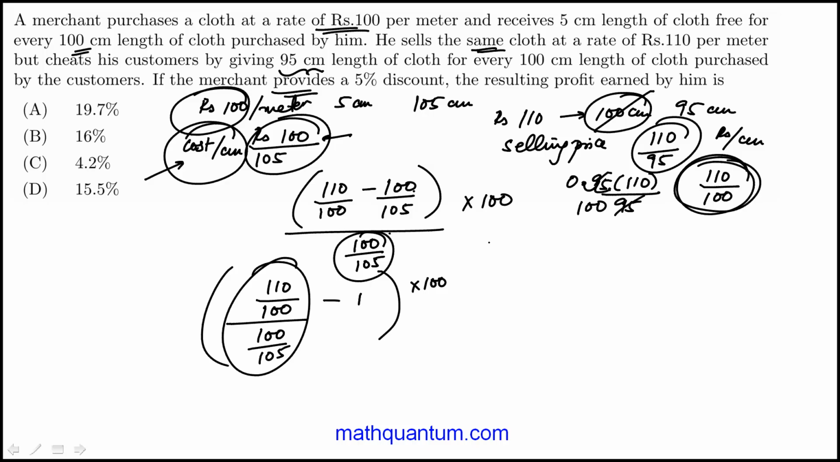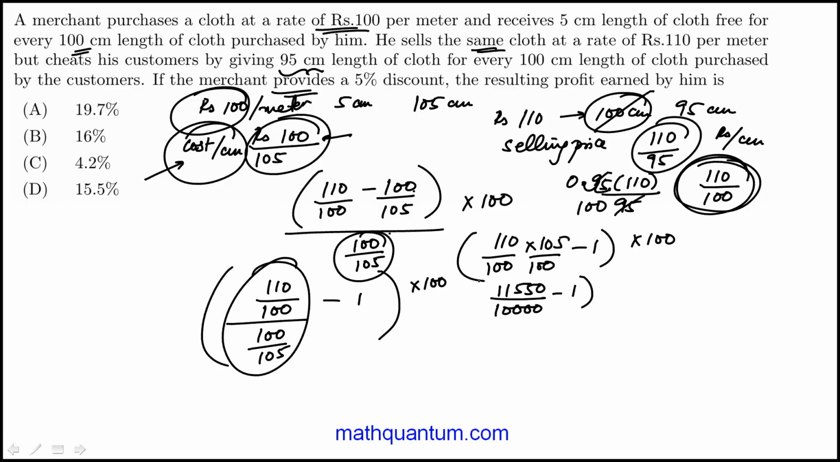And this I can do, you can actually just use a calculator at this point, that times 100, so I'll just use a calculator at this point. 110 times 105, and this will become 11,550 over 10,000. So that's 4 zeros, so this would be 1.155, and after I subtract 1, this would be 0.155 times 100, so it's 15.5%. So the answer is D.